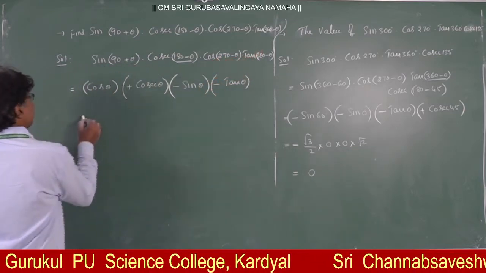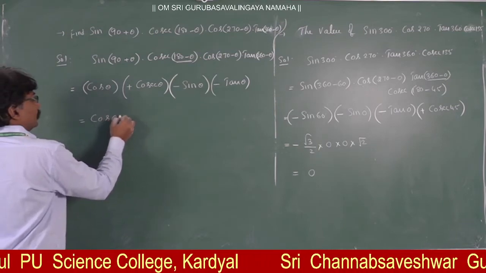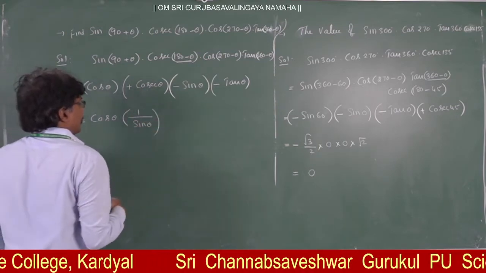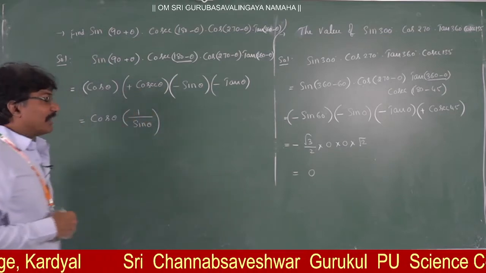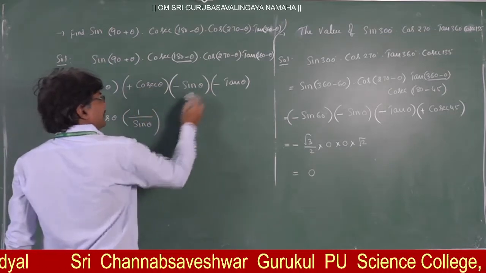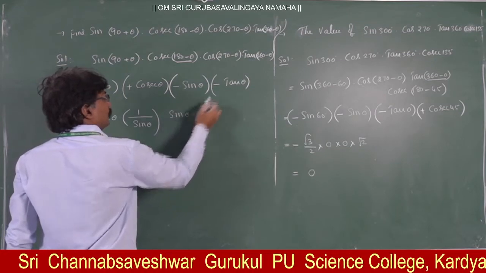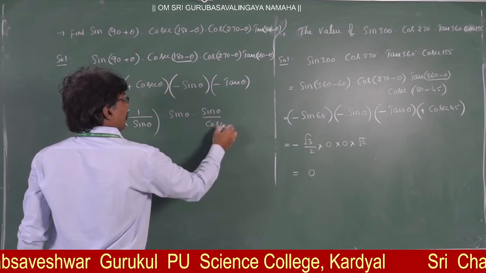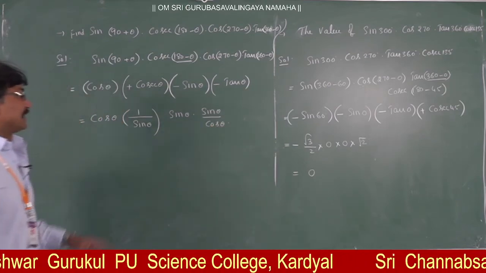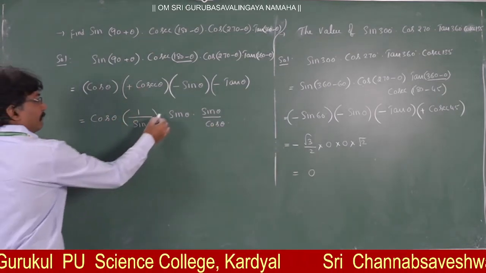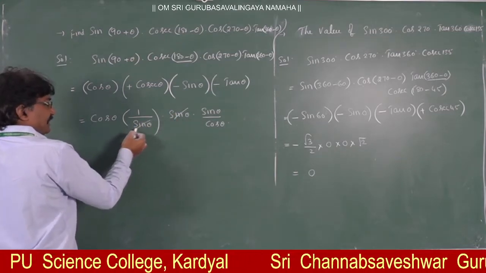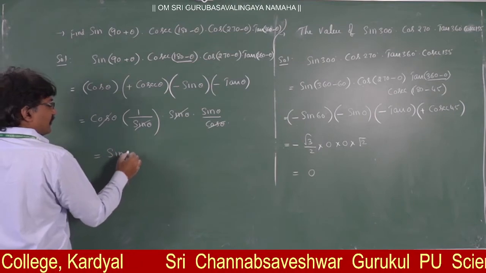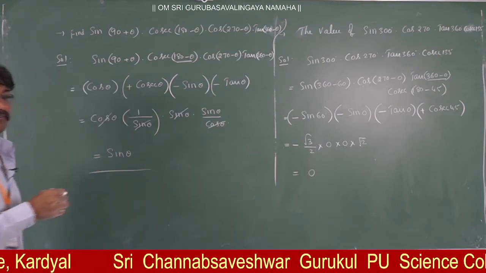That is equal to cos theta into cosecant. Cosecant can be written as 1 by sin theta. Minus, plus, sin theta into tan theta. Tan theta is equal to sin theta by cos theta. Multiplication, sin theta cancels, cos theta cancels. Finally, what is the simplified function? Sin theta is the simplified function.